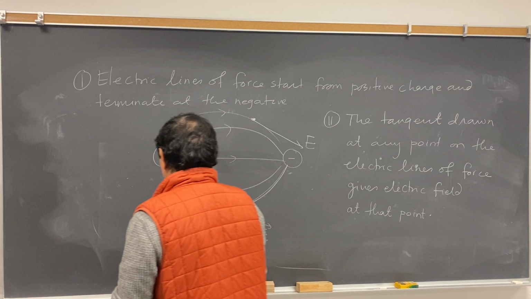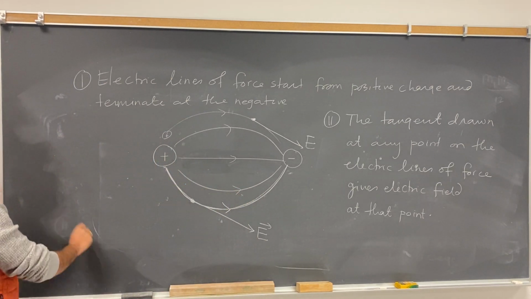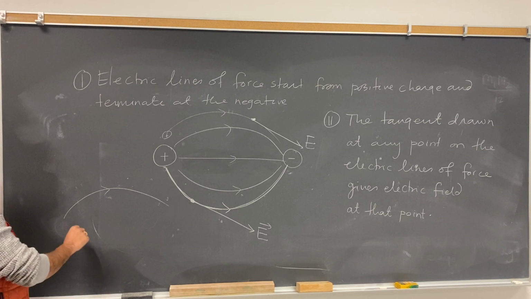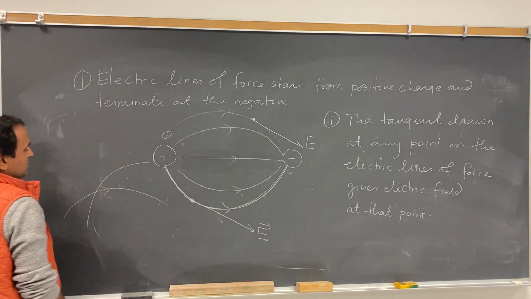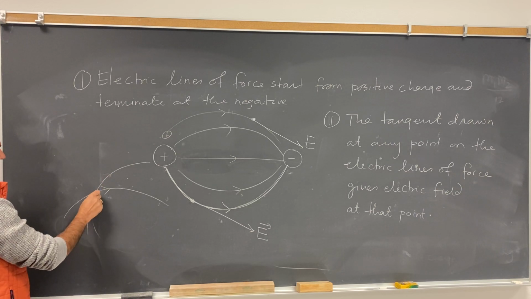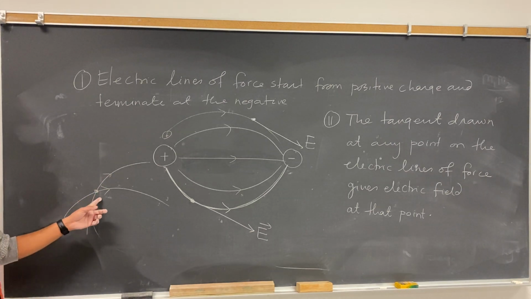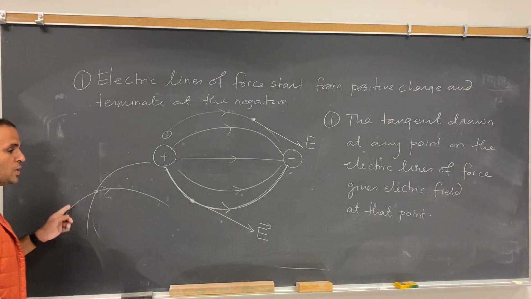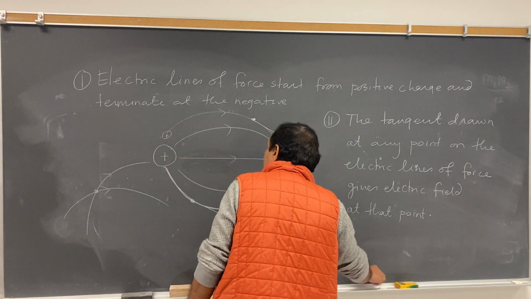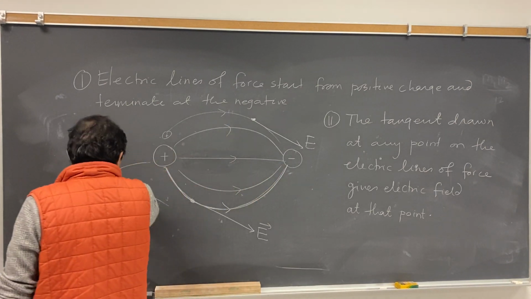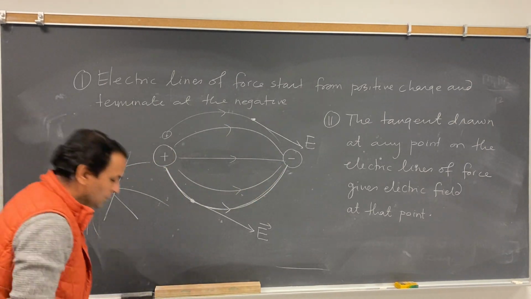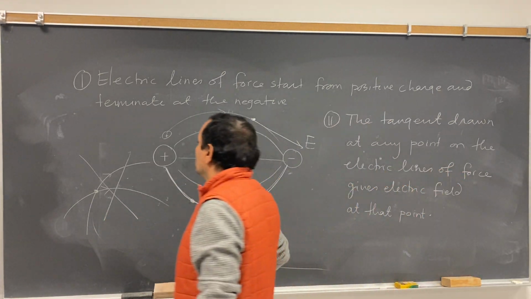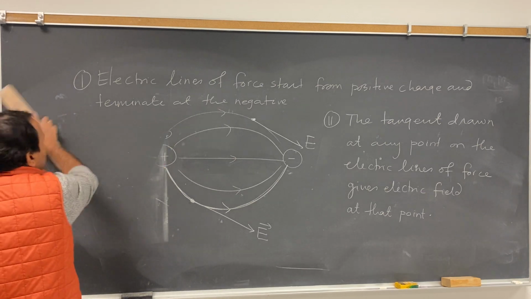And the third property is, let us suppose this is one electric line of force. You cannot draw a second one like this. Look, they intersect here. Two electric lines of force intersect, but this is not possible. So you cannot do this. Two electric lines of force never intersect with each other. So another property is that two or more electric lines of force never intersect each other.